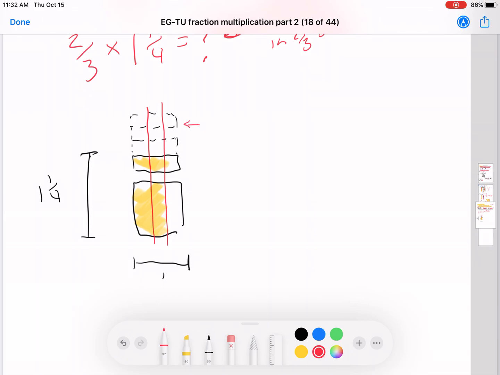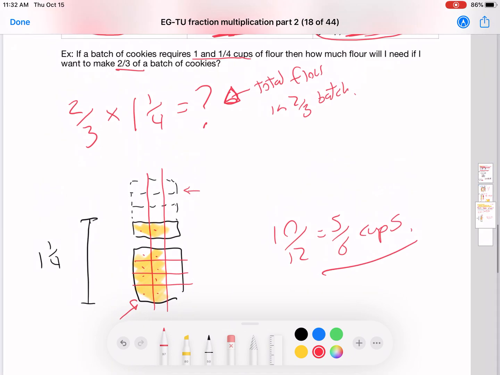This thing is chopped into fourths going this way, so I will chop this into fourths. So we can see we have 1, 2, 3, 4, 5, 6, 7, 8, 9, 10 things, each of which is a 1/12 of a cup. So we should have 10/12 or 5/6 cups of flour is what we would need. Now again, algebraically, this would say 2/3 times 5/4 equals 10/12, which is exactly what we just did. All right, that is it for this video.